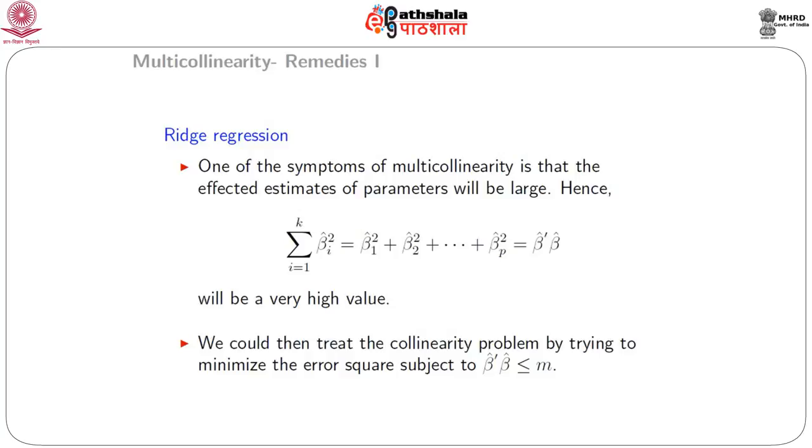So we could then treat the collinearity problem by trying to minimize the error square subject to beta hat prime times beta hat less than or equal to m, where we fix m for an optimum value. So we will use the Lagrangian technique of obtaining an optimum solution after imposing the constraints.